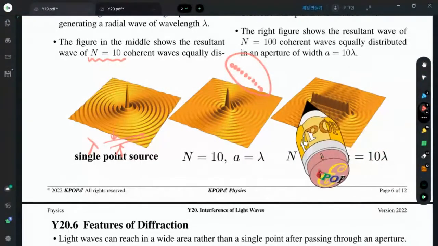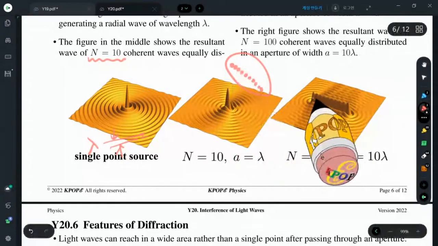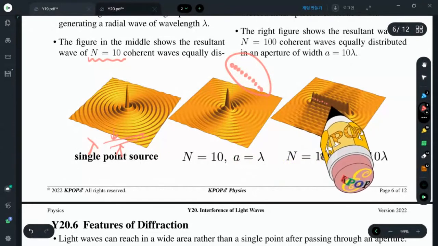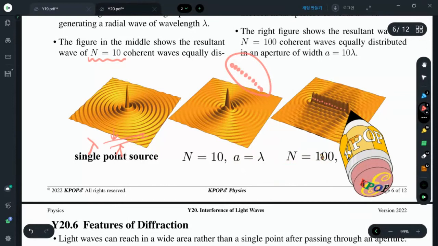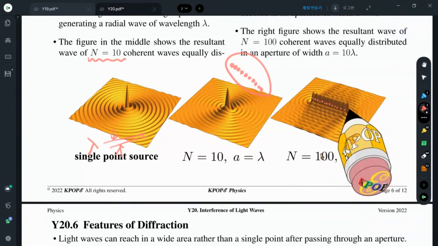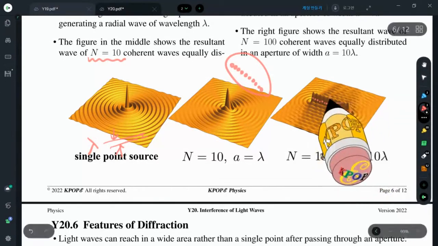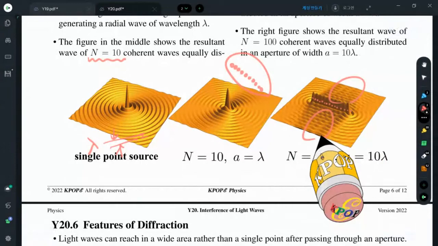If you align coherent sources that are generating circular or radial waves, then the resultant wave of many coherent sources will make a kind of plane wave.